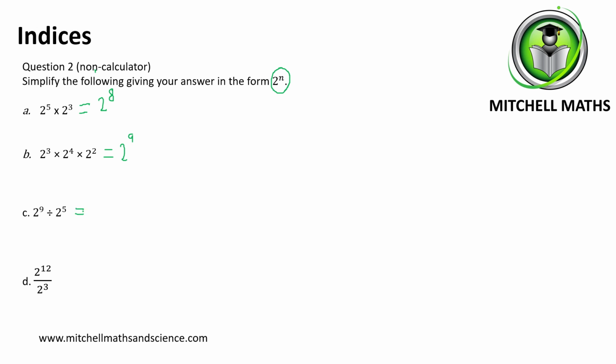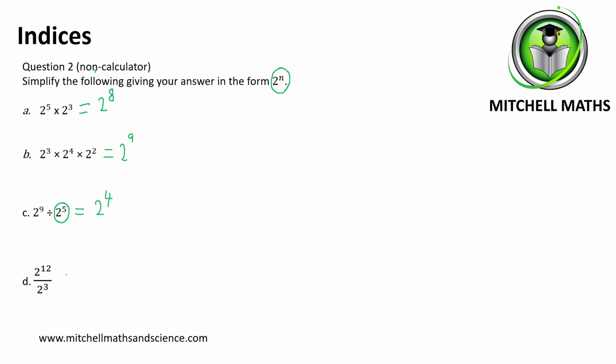Now, the next one is division. When you divide by 2, it's the opposite of multiplying by 2, isn't it? So the number of times we're going to divide by 2, we've got 2 to the power of 5, and because it's the opposite of multiplying, these indices cancel each other out. The way to work out how much it cancels out by is to take away the indices. So 2 to the power of 9 divided by 2 to the power of 5: we do 9 take away 5, which leaves us with 2 to the power of 4.